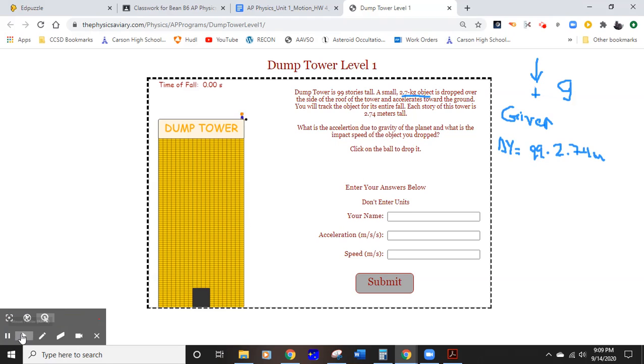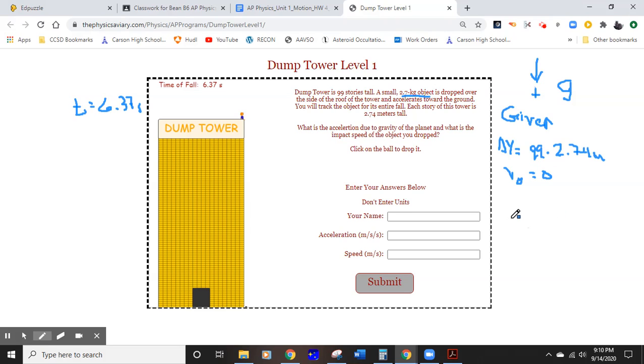So let's click on the ball here, and there it drops. We now have the total flight time. The time for impact, starting from rest, is 6.37 seconds. We also know that v naught, the initial velocity, is 0 as well.